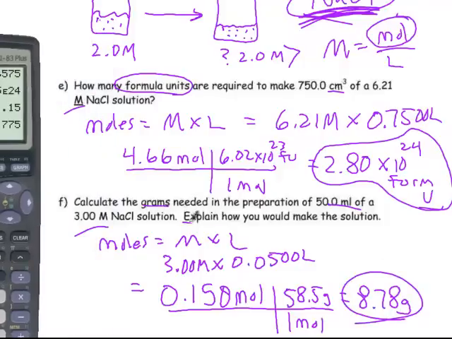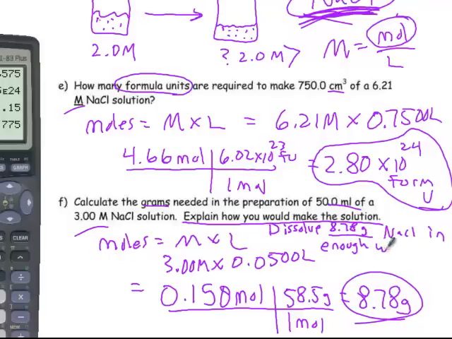Calculate the grams. Now explain how you would make it. There was a sentence that I gave you. I'm running out of space here, so I'm just going to kind of fit it here. It is dissolve that many grams, so 8.78 grams of NaCl in enough water to make 50 milliliters of solution.